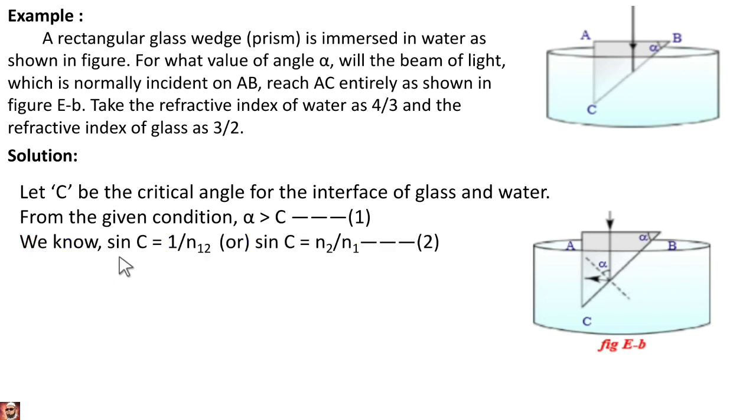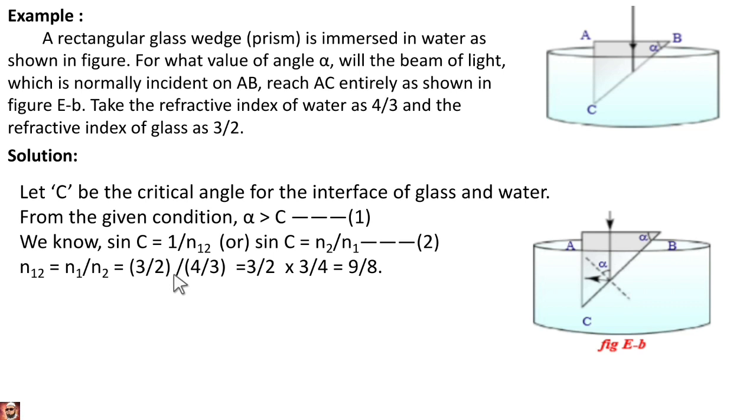We know that sin C is equal to 1 by n12, or this can be written as sin C is equal to n2 by n1. So n12 can be written as n1 by n2. n1 is 3/2. n1 is the refractive index of the first medium. Which is the first medium here? Glass is the first medium and water is the second medium. So n1 is glass, so we take it as 3/2, and the second medium is water, so n2 we take as 4/3.